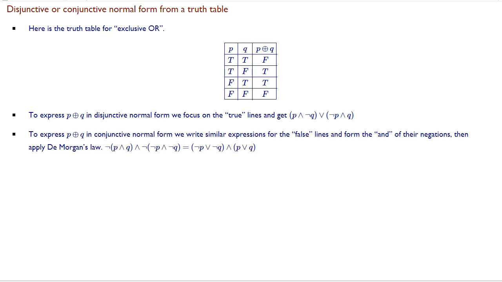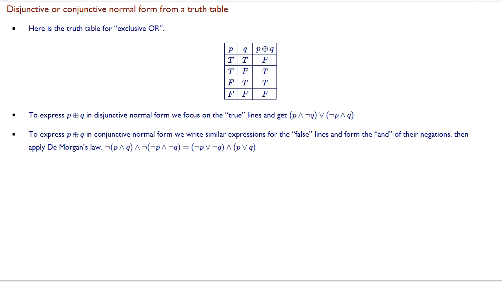For conjunctive normal form, we focus our attention on the false lines. We say if this is going to be true, well, we can't have the conditions for false line number 1, so we have not P and Q, and we also have, looking at the other false line, not P and not Q. But this isn't in conjunctive normal form yet because we don't have any ORs.